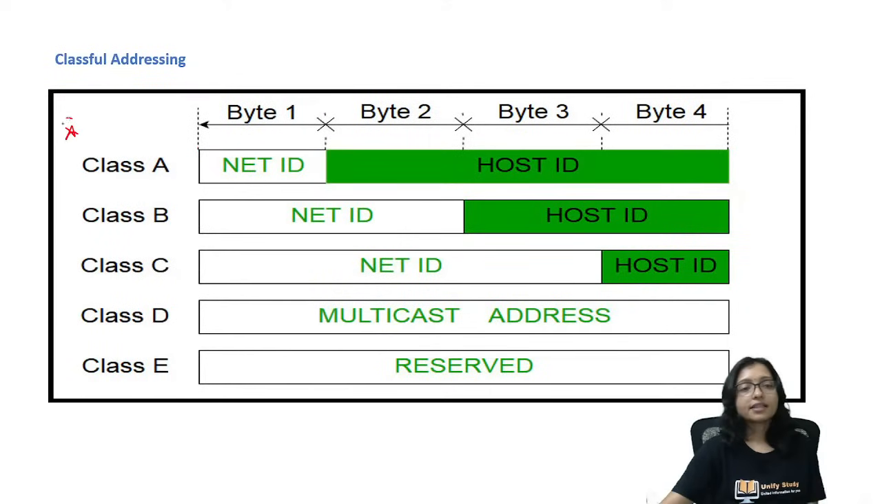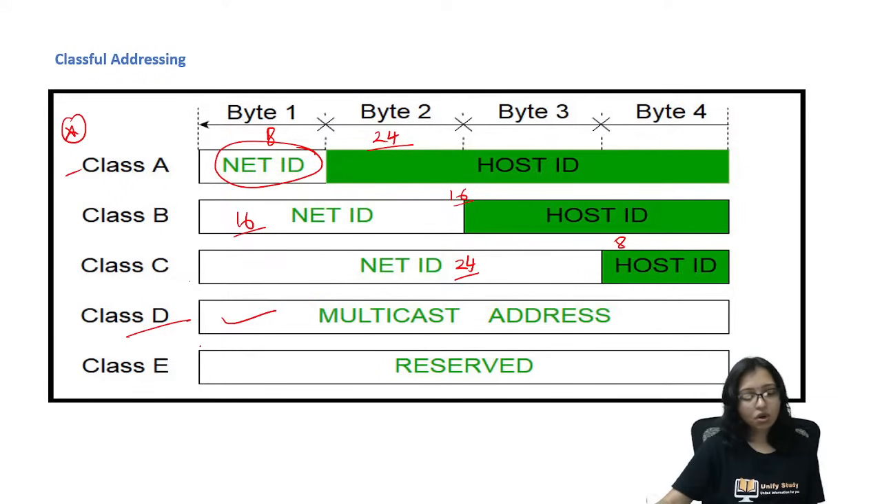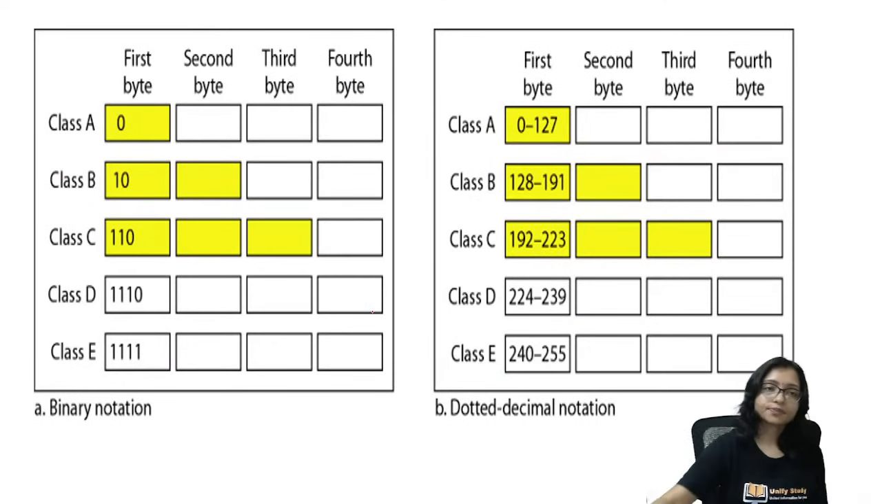And this is very important. Class A: 1 byte means 8-bit net ID, 24-bit host. Class B: 16-bit net, 16-bit host. Class C: 24-bit net and 8-bit host. And class D is multicast, and class E, all are reserved, right?